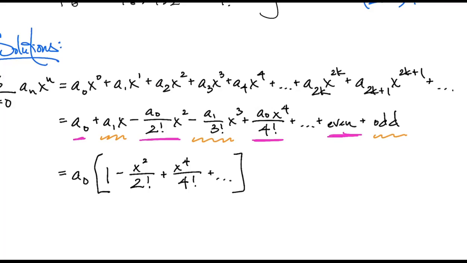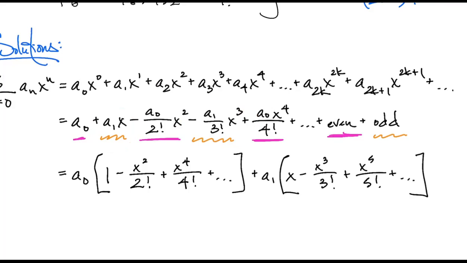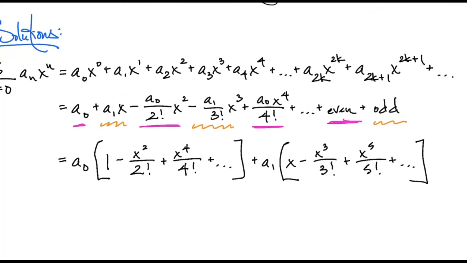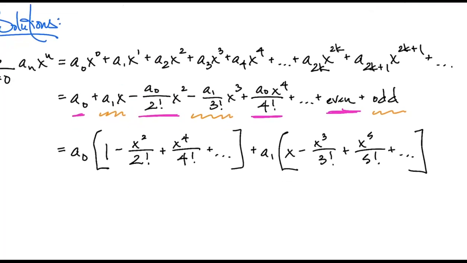I'm going to repeat the same process for my a sub 1. So a sub 1 gets factored out to the front. Let's see what we have left. I have x minus x cubed over 3 factorial. The next one would be plus x to the 5th over 5 factorial. And I would keep going by grouping all of the odd terms.